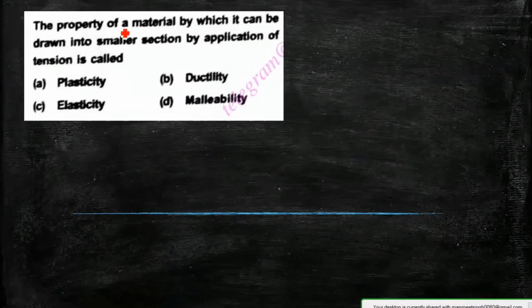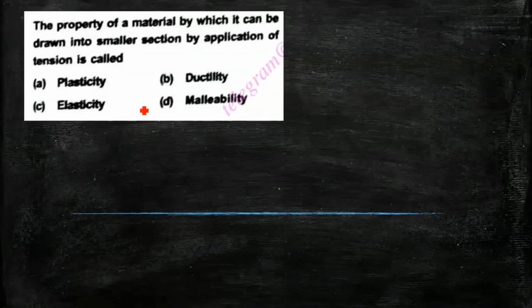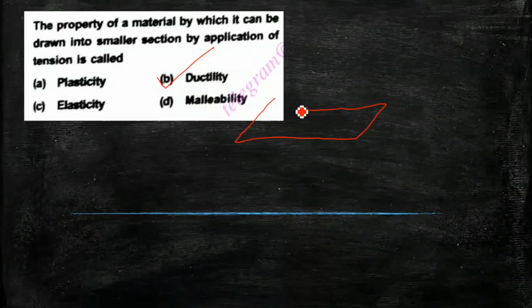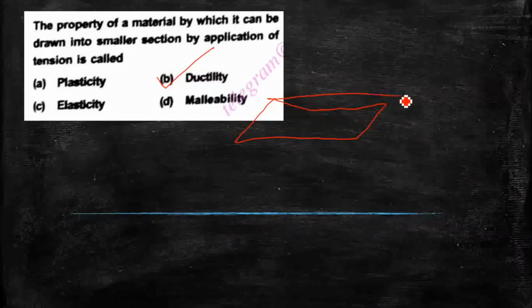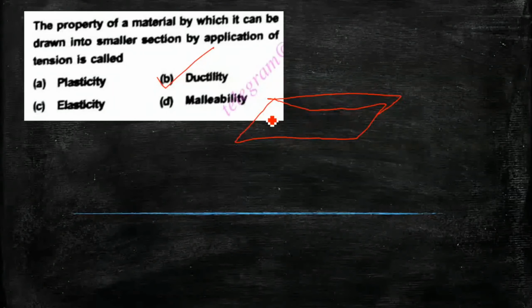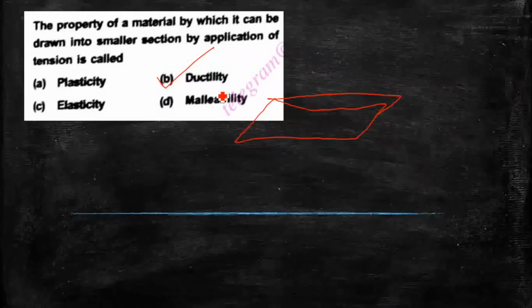Moving to the next question, we have: the property of the material by which it can be drawn into smaller sections by application of tension is called plasticity, ductility, elasticity, or malleability. So the correct answer is option B, ductility. Whereas malleability is the property by which it can be drawn into thin sheets of metal. So this too is quite important.